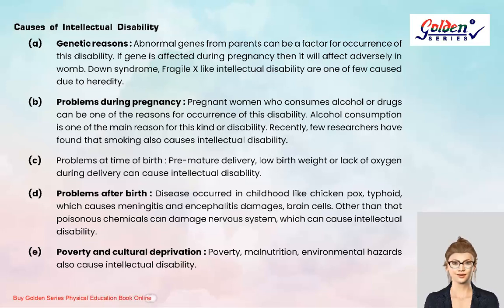A. Genetic reasons. Abnormal genes from parents can be a factor for occurrence of this disability. If a gene is affected during pregnancy, then it will affect adversely in the womb. Down syndrome and fragile X-like intellectual disability are a few caused due to heredity. B. Problems during pregnancy.